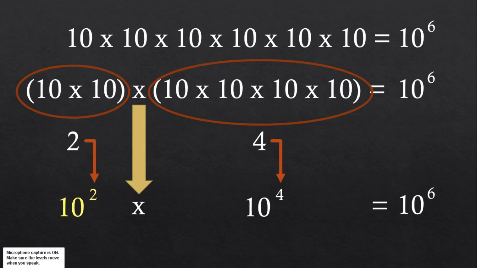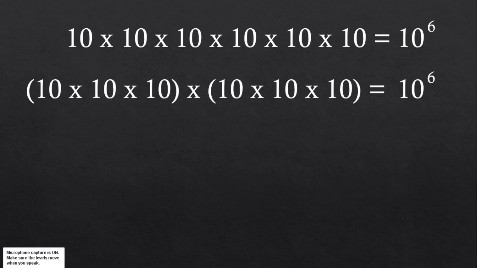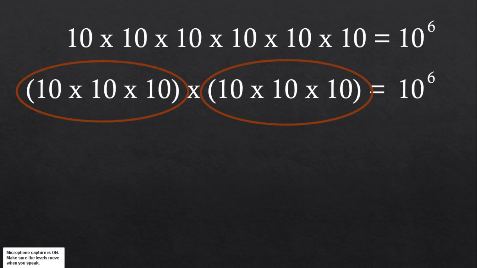The next thing that we're going to look at here, 10 squared times 10 to the 4th is equal to 10 to the 6th. So the next thing that we're going to look at here is this set of tens in different groups. So we got this group and this group. How many tens are in the first group? Okay, good. 3.